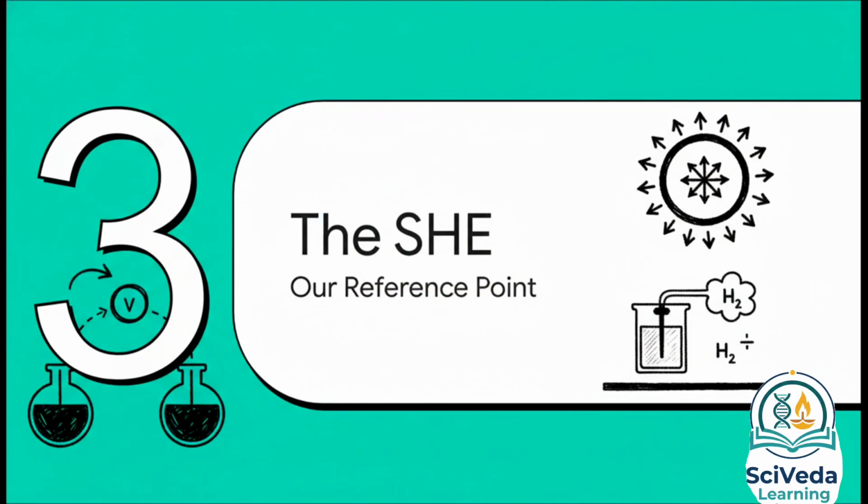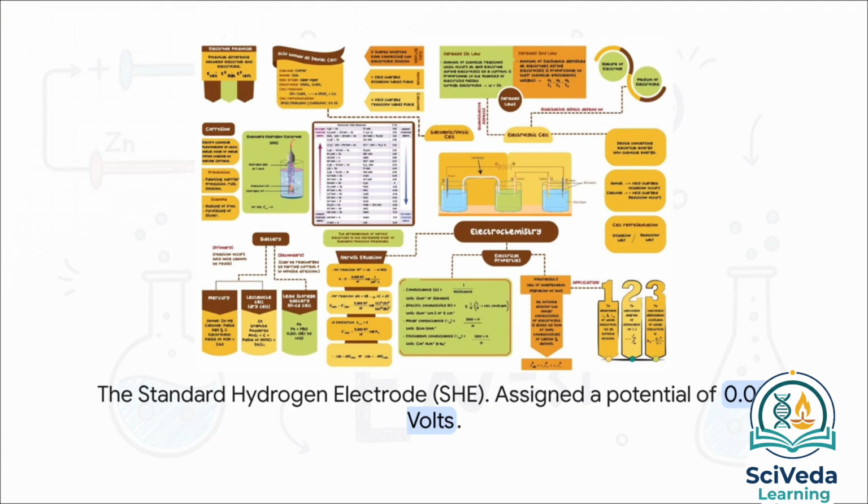So in electrochemistry, we needed to invent our own sea level, a universal reference point that everyone in the world could agree on. And that reference point is called the standard hydrogen electrode, or SHE for short. It's a really clever little setup. You've got a platinum electrode dipped into a 1 molar acid solution, and then you bubble pure hydrogen gas over it at 1 bar pressure.